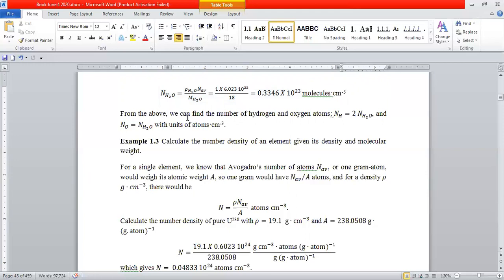Now, from here, we can find the number of hydrogen and oxygen atoms because you know from the formula of water, H2O, each molecule of water has 2 atoms of hydrogen on it. It's got 1 atom of oxygen on it. So the number of hydrogen atoms has got to be twice the number of water molecules. And the number of oxygen atoms has got to be equal to the number of water molecules. So that's how you can find them.